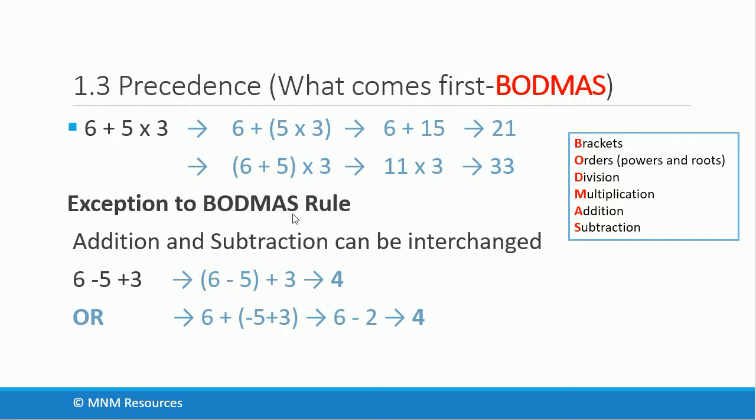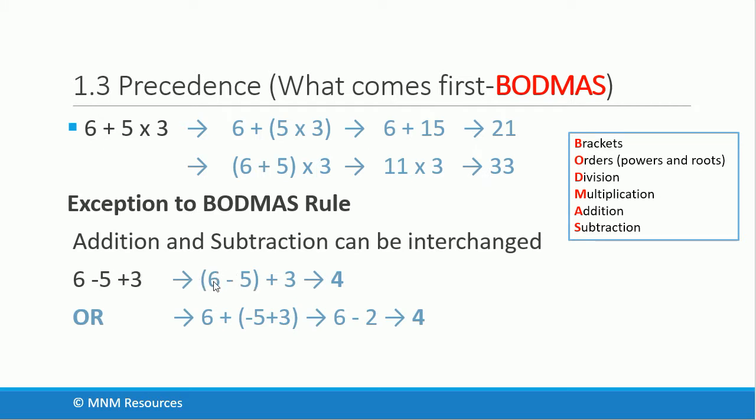There is a small exception to the BODMAS rule though, and that is that addition and subtraction can be interchanged. While it's very important to follow the order through from brackets to multiplication, it doesn't matter if you do the addition before the subtraction or the subtraction before the addition. That can be interchanged. So let's look at an example. 6 minus 5 plus 3.